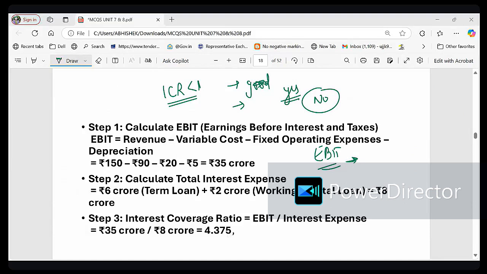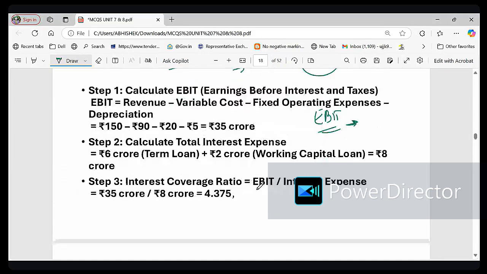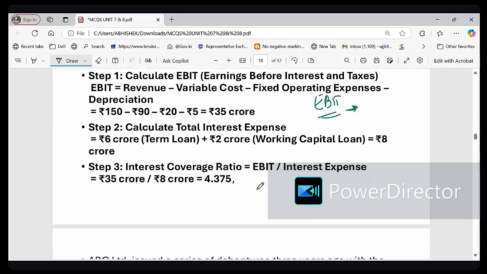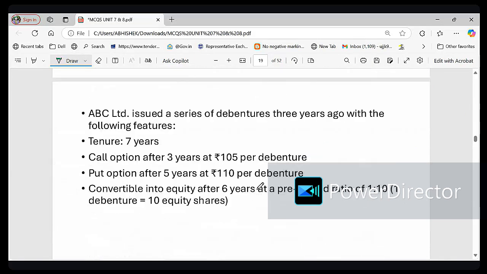So higher ICR means safe for the bank, and lower ICR means a risky borrower. Right. Very good. I hope the concept is clear now.